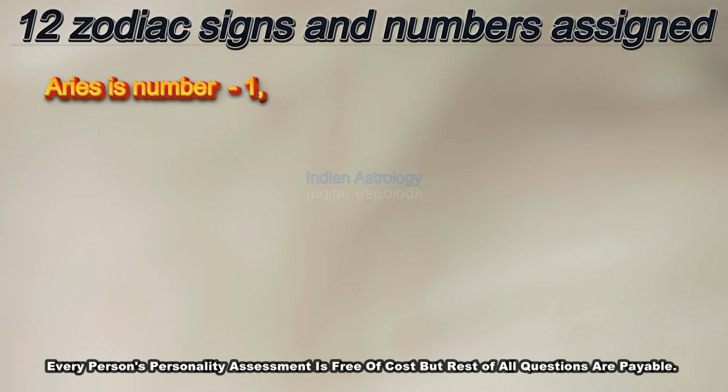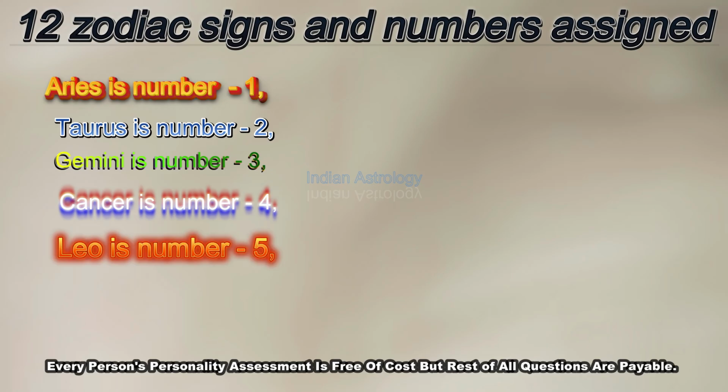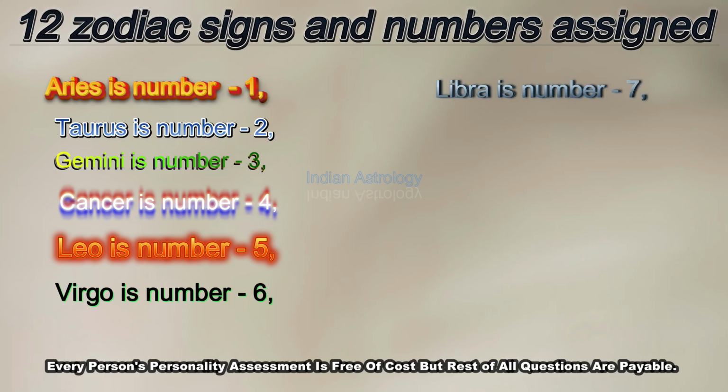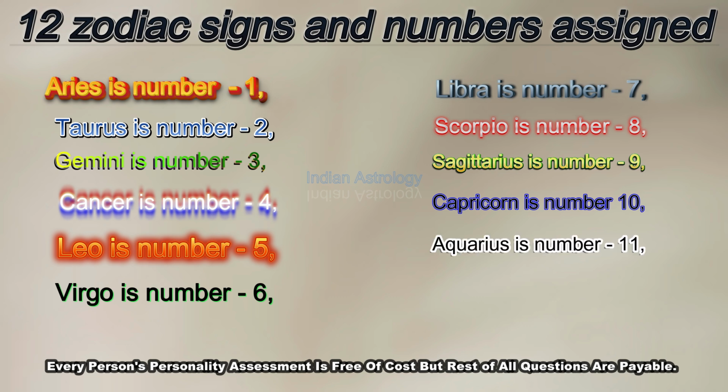Aries is number 1. Taurus is number 2. Gemini is number 3. Cancer is number 4. Leo is number 5. Virgo is number 6. Libra is number 7. Scorpio is number 8. Sagittarius is number 9. Capricorn is number 10. Aquarius is number 11. And Pisces is number 12.